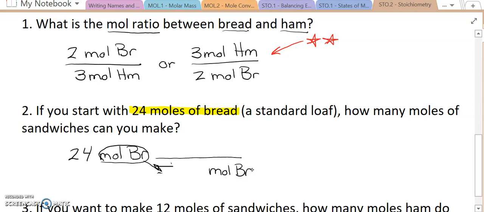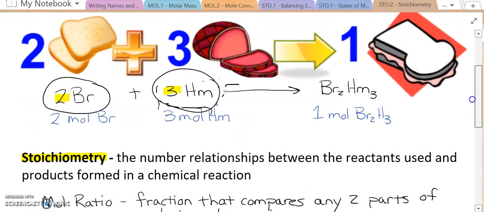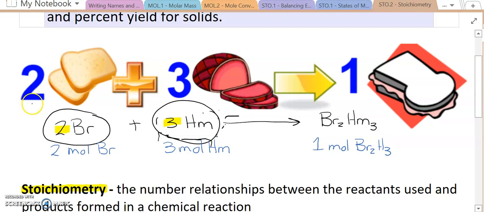And what am I going to turn it into? Well, in this case, what am I trying to find? I'm trying to find moles of sandwiches. The mole ratio then gives me that relationship. That mole ratio allows me to switch between bread and moles of sandwich, which we said was Br2HM3. Because according to my balanced equation, I needed 2 pieces of bread or 2 moles of bread to make 1 mole of sandwich.